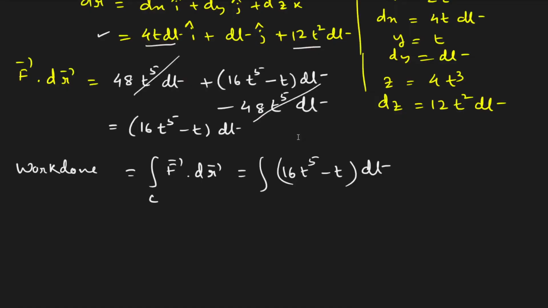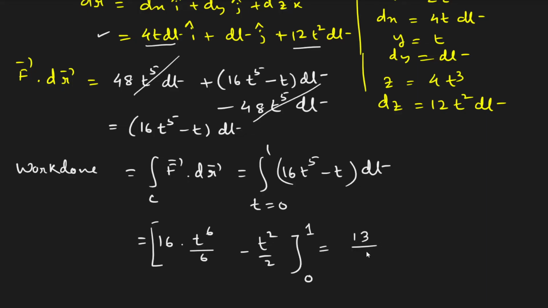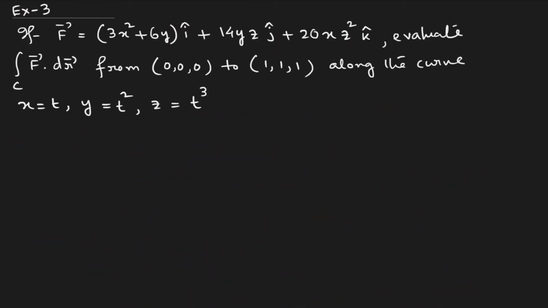So why do you have to put the limit of t? Because now all the variables are in terms of t. So it's t equal to 0 to 1. You simply integrate it. It will be t⁶/6 minus t²/2 between the limits 0 to 1. If you put the limit, the answer will be 13/6. So it's very simple. Now let us take one more example.